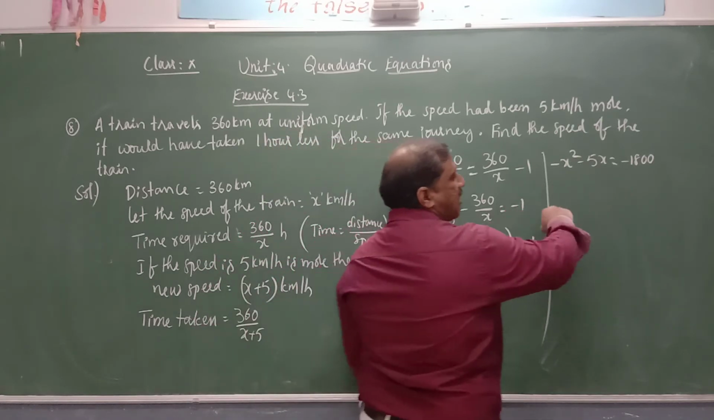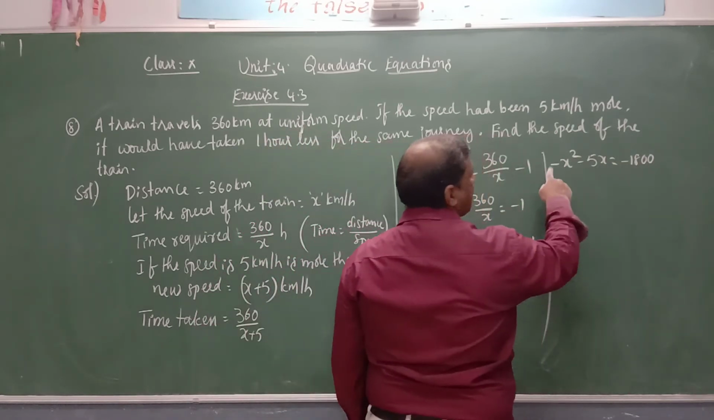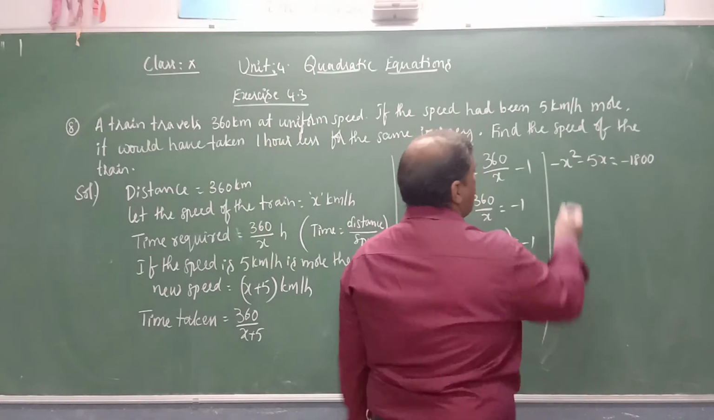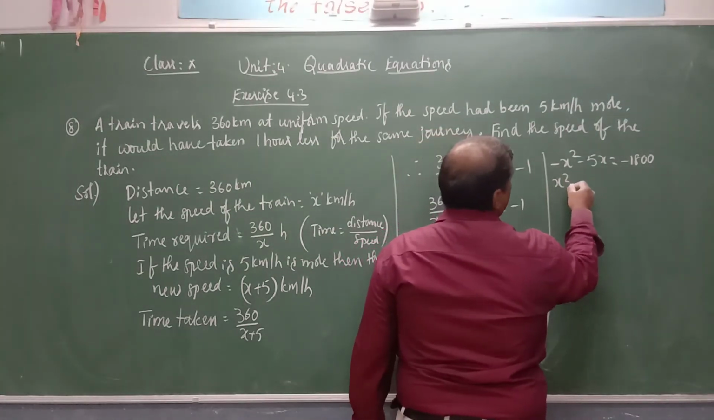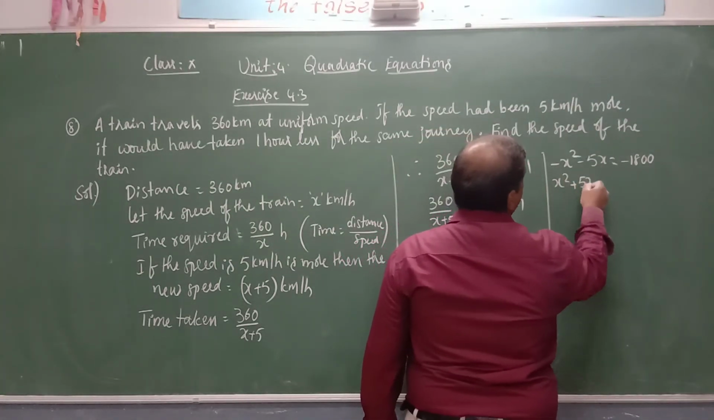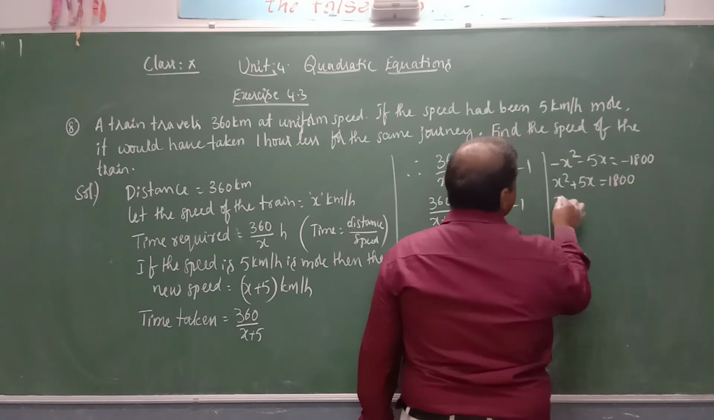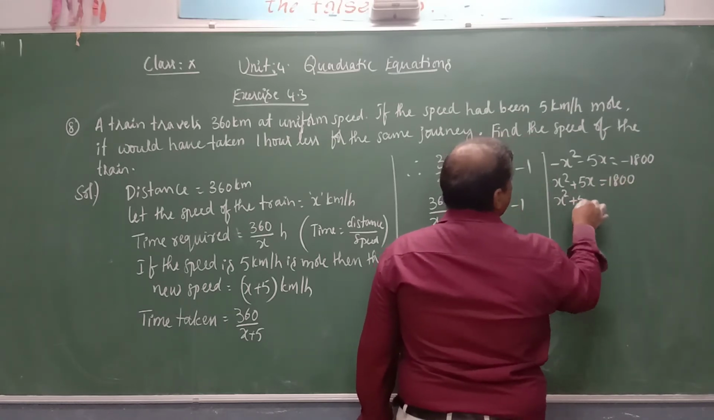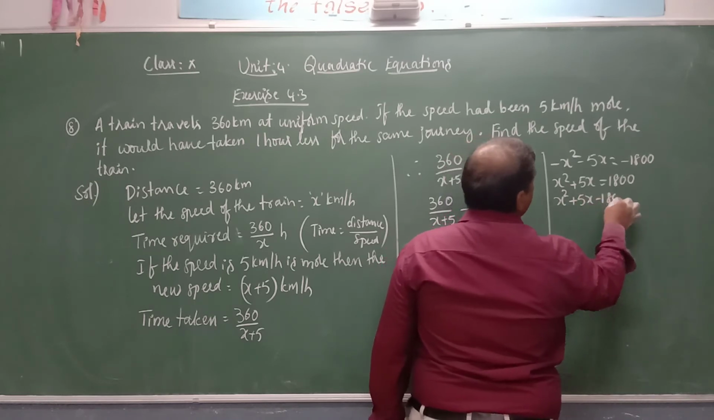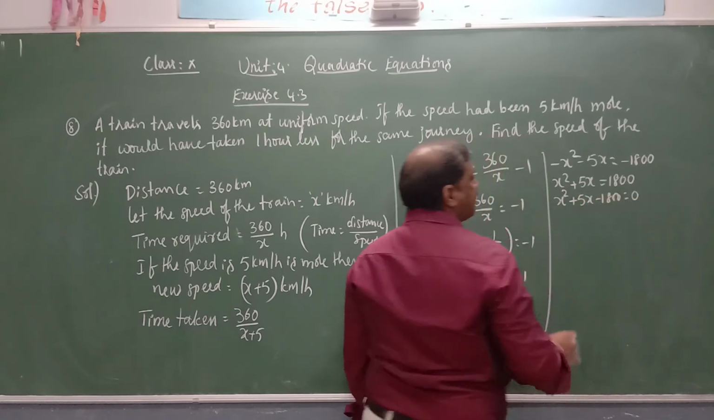So take minus common from both the sides and it will be cancelled. Minus in the sense it is minus 1. Therefore it is x square plus 5x and it is 1800. So transpose to this side, x square plus 5x minus 1800 is equals to 0.